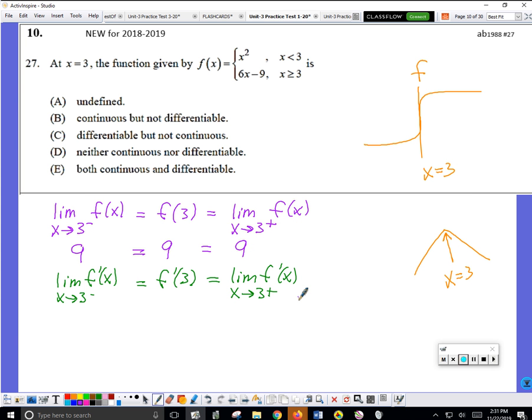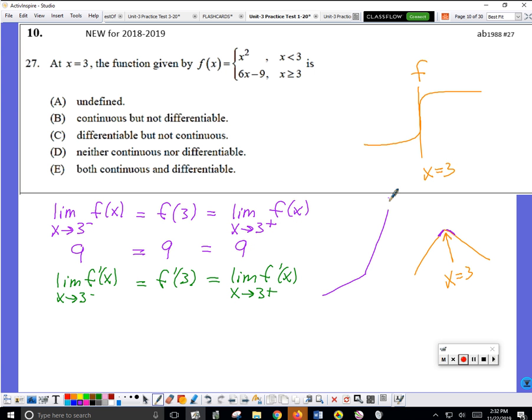Okay, that makes more sense. Wait, if they're the same, there's a corner? Or if they're different, there's a corner. Because a corner means you have a slope on one side that is different than the slope on the other. It doesn't have to be positive and negative. You can have corners that look like this, but the slope changes. We want the slope to be infinitesimally close to being the same.